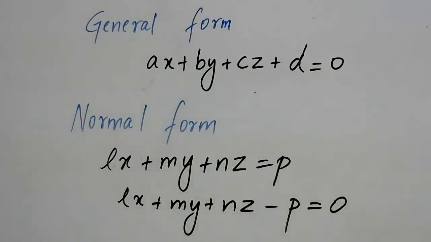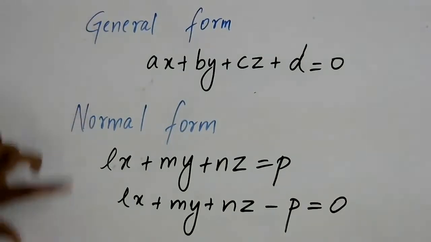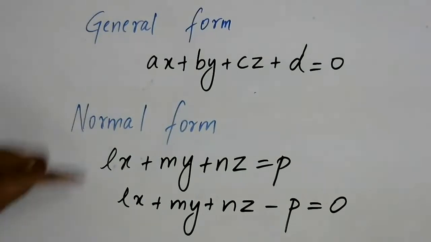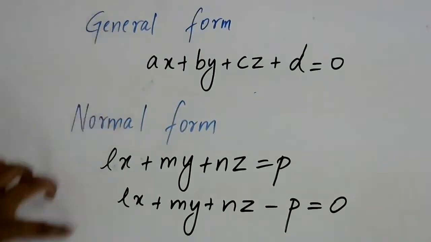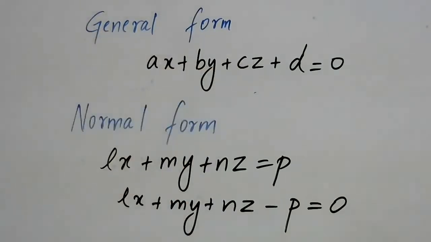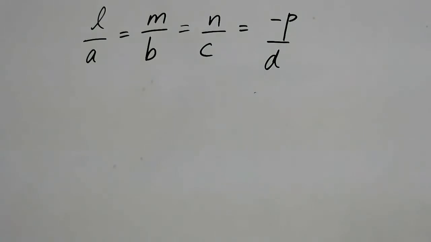So if you see, the general form and normal form almost look similar, right? These two can become identical if the ratio of their coefficients are equal. That is l by a, which is equal to m by b, which is equal to n by c, and that also should be equal to minus p by d.